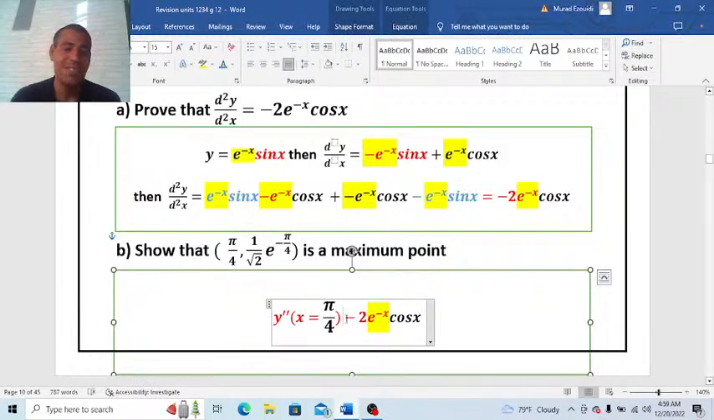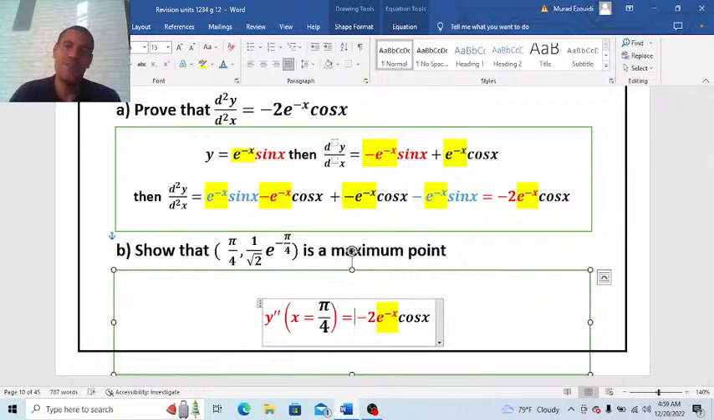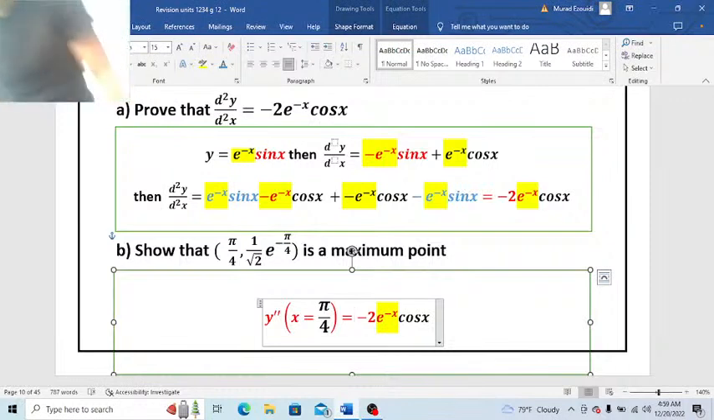You will check if it is negative or positive. If it is positive, you have a minimum. If it is negative, you have a maximum.